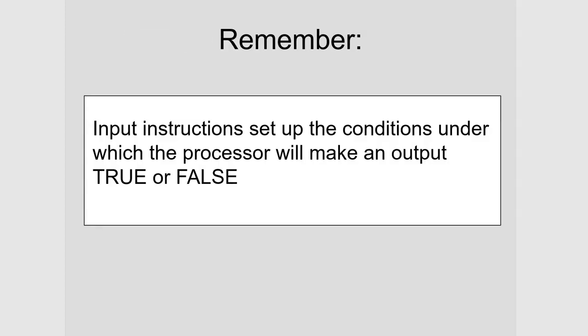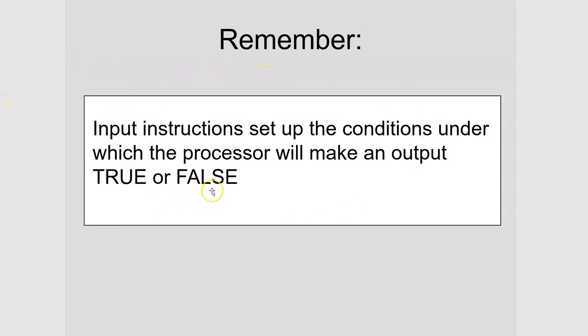Put a little mark on this if you're putting this in your class binder. Input instructions set up the conditions under which the processor will make an output true or false. So in essence, programming a PLC is really simple. You understand AND logic, OR logic, and NOT logic. You understand the truth table associated with each of those. And so you get a true with AND logic a certain way. You get the true with OR logic a certain way. So it turns out we can combine AND and OR logic to handle complex logic situations. But when you boil it down, this is what's happening.